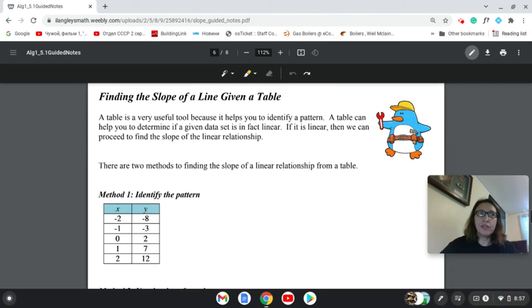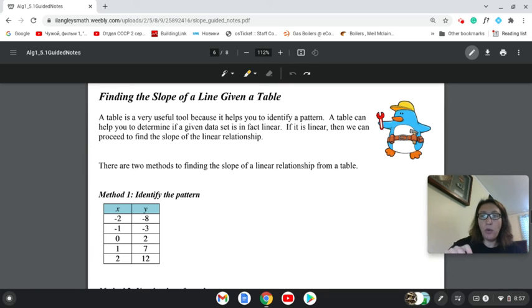So far, we've learned how to find slope of a line if we're given the graph, and slope of a line if you have only the points but no graph. Well, today we're going to learn how to find the slope of a line if we're given the table of values, right? So we don't have a graph and we have a table as opposed to 2 points.